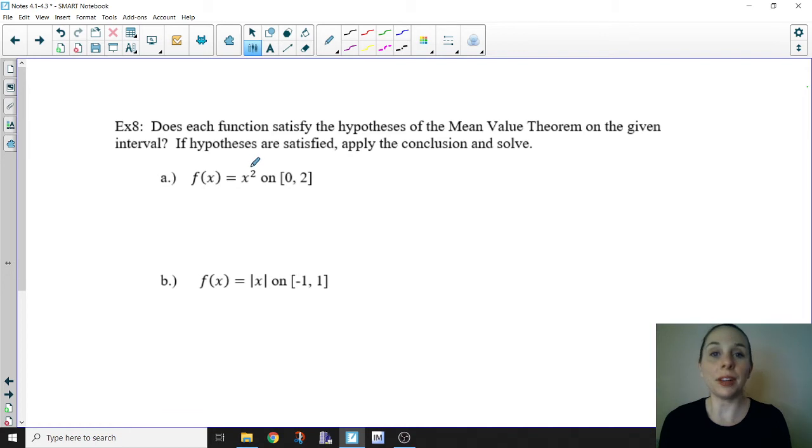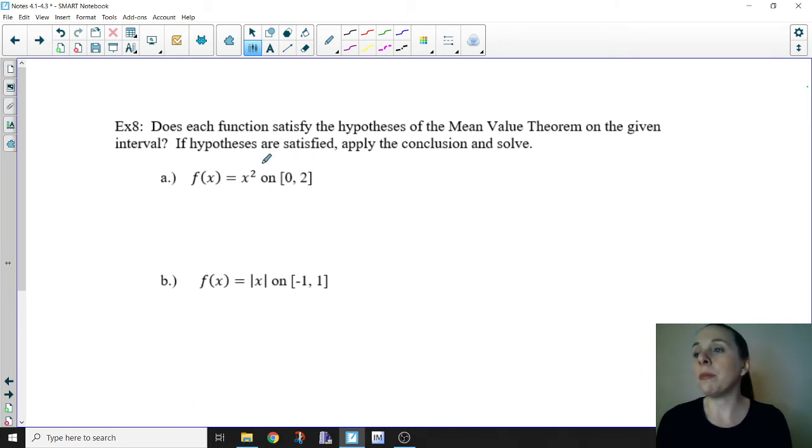And it is differentiable everywhere. So yay, we have the hypothesis satisfied. By the way, how do you know that it's differentiable everywhere? Well, first of all, I know that y equals x squared is a smooth curve with no corners, cusps, vertical tangents, or discontinuities. Also, I know the derivative is 2x, and that has no restrictions. So that's how you definitely know that it is differentiable everywhere.